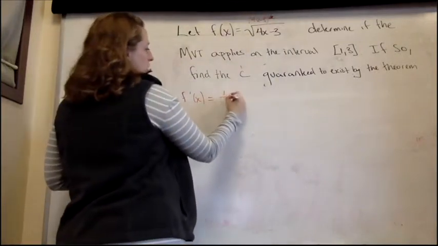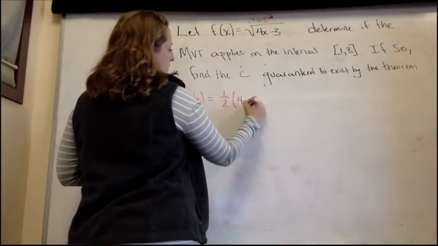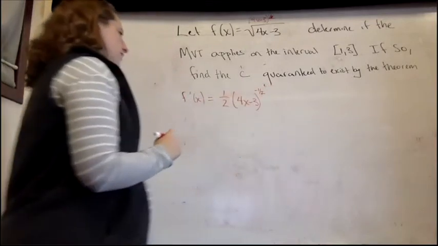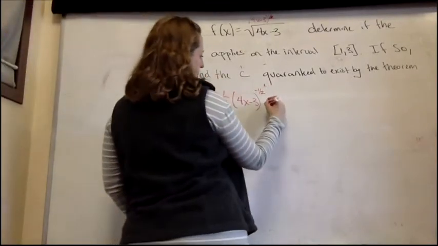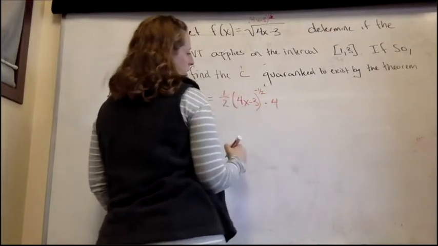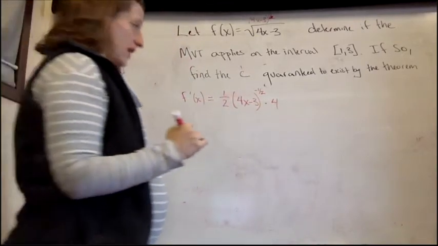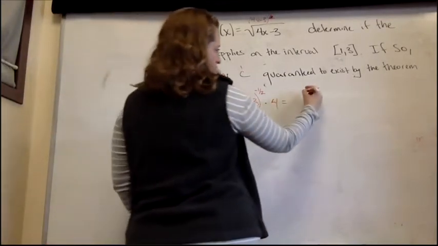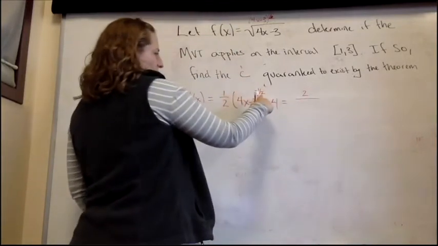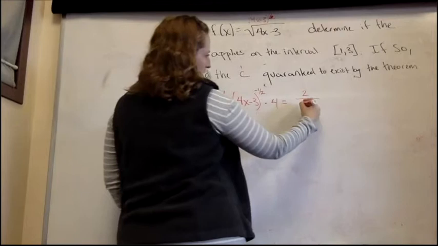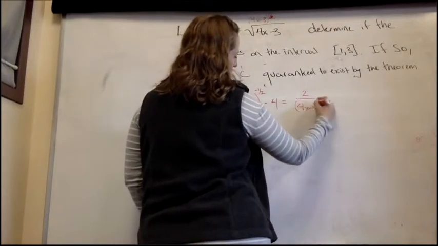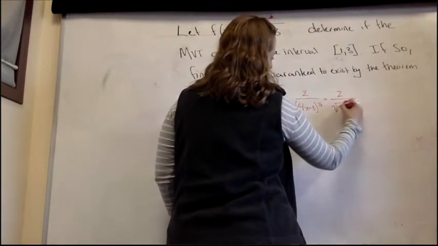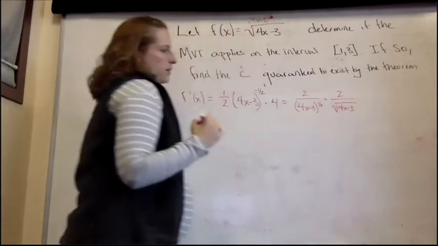So using the chain rule, my derivative will be 1/2 times 4x minus 3 to the 1/2 minus 1, which is negative 1/2, times the derivative of the inside, which is 4. Because we're going to be using this derivative, I'm going to simplify. 1/2 times 4 is just 2. When I have a negative power, I can move that into the denominator, so I can think of this as 2 over the square root of 4x minus 3.